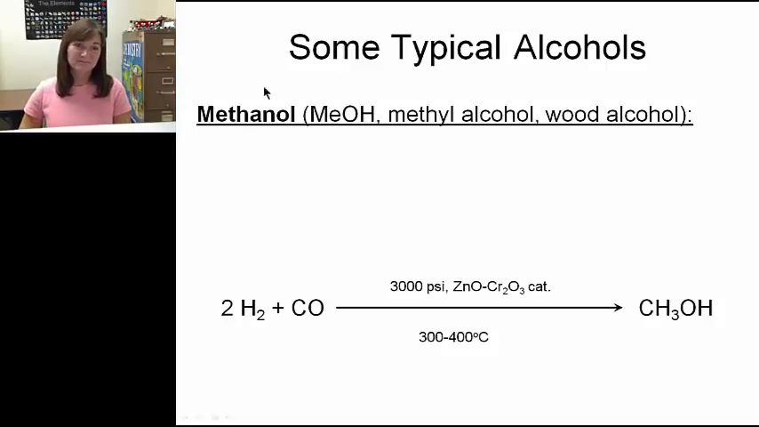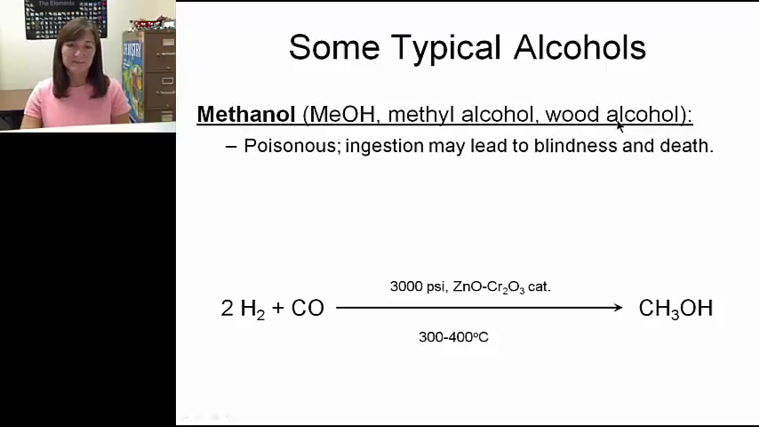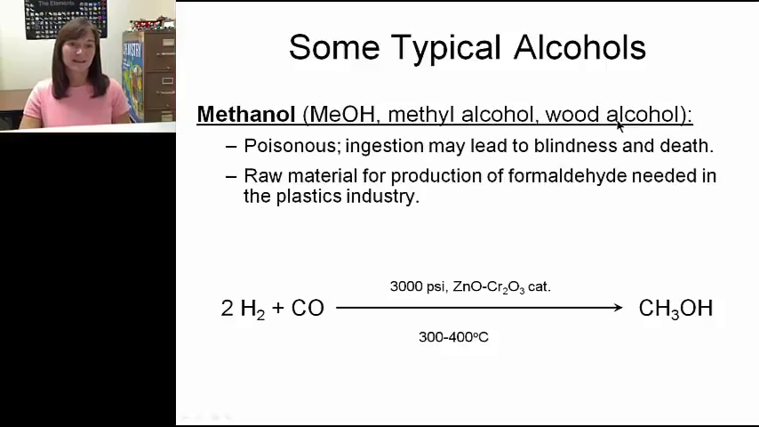Methanol is a common alcohol. It has the abbreviation MeOH. The common name would be methyl alcohol, and it's also known as wood alcohol. It's poisonous. Ingestion may lead to blindness and death. It is the raw material for the production of formaldehyde, which is needed in the plastic industry.